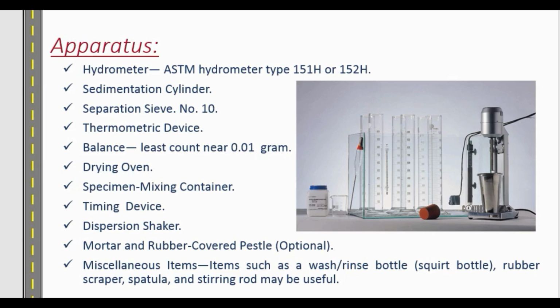Apparatus used. The apparatus used for the hydrometer test is normally the hydrometer. According to ASTM, there are two types of hydrometer: one is 151H and the other is 152H. Sedimentation cylinders or glass cylinders. Separation sieve, that is 2 mm diameter or number 10. Thermostat, weight balance with a least count of 0.01 gram, oven dry and others, as you can see here.